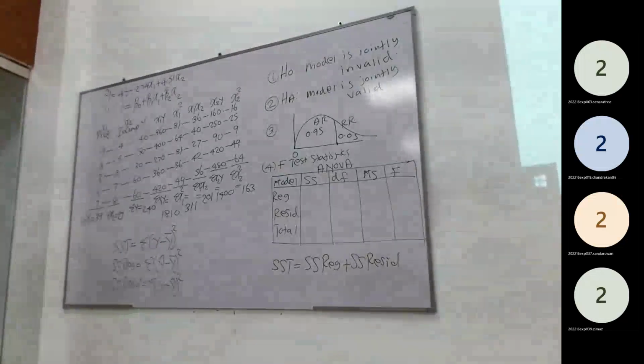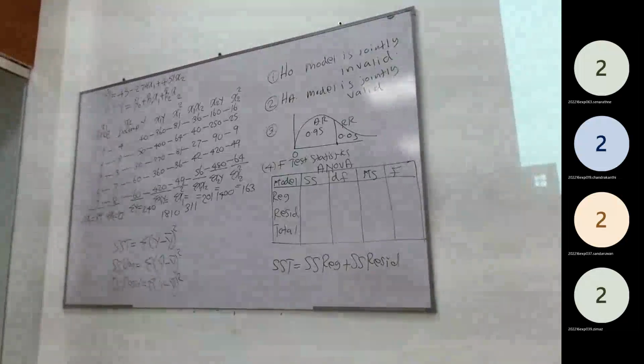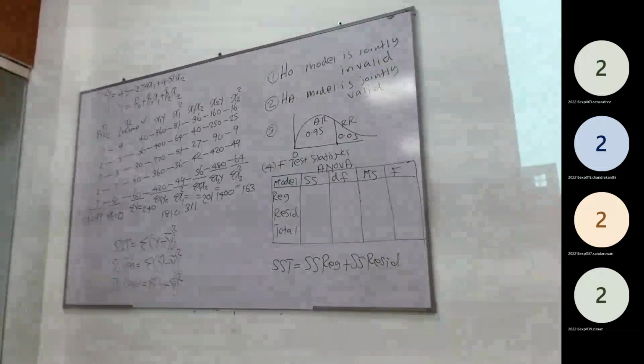Total means y minus y bar, everything. Explained is y hat minus y bar. Unexplained is y minus y hat.